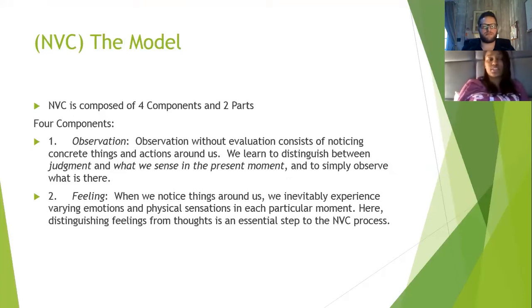Nonviolent communication is composed of 4 components and 2 parts. The first one is observation. Observation without evaluation consists of noticing concrete things and actions around us. We learn to distinguish between judgment and what we sense in the present moment and to simply observe what is there. The second one is feeling. When we notice things around us, we inevitably experience varying emotions and physical sensations in each particular moment. Here, distinguishing feelings from thoughts is an essential step to the nonviolent communication process.